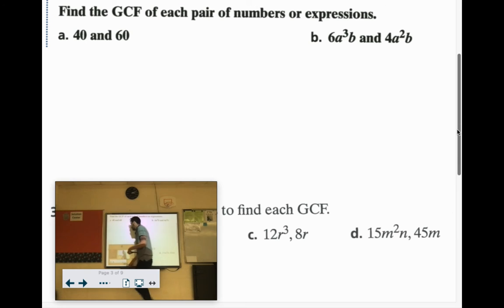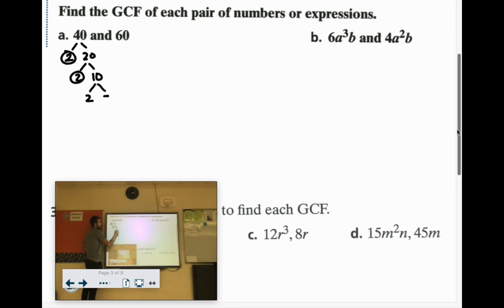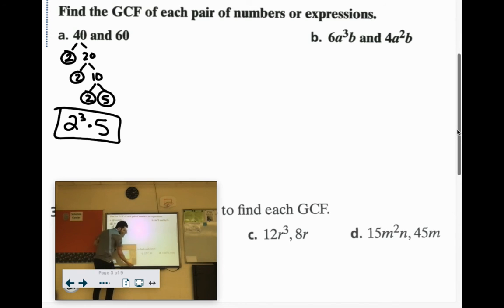So 40, if we broke down 40, we could say that's 2 times 20. And then 20 is 2 times 10. And then 10 is 2 times 5. So we have 2 to the third power times 5 to the first power. This would be the prime factorization for 40.